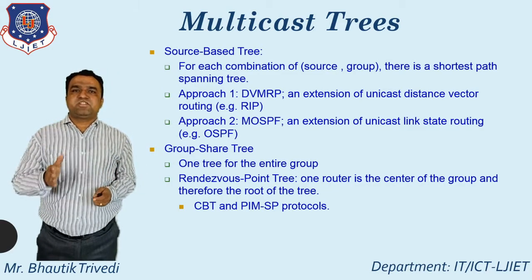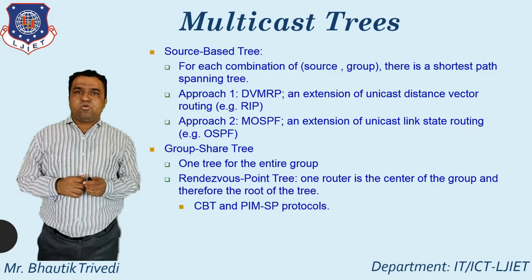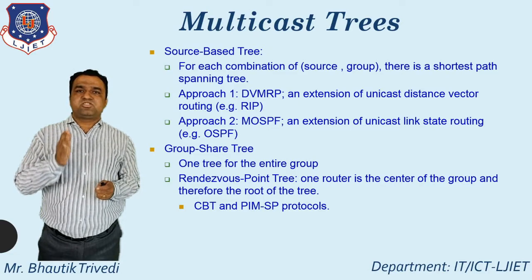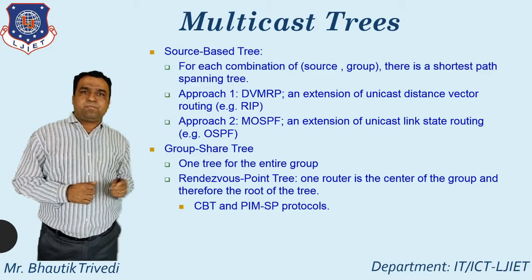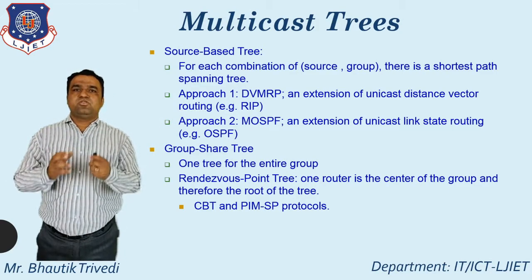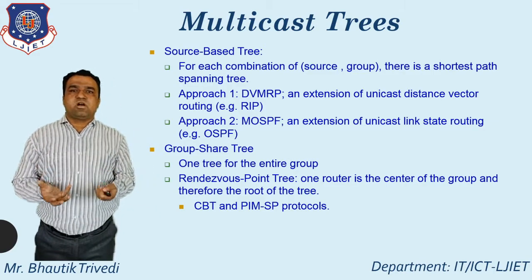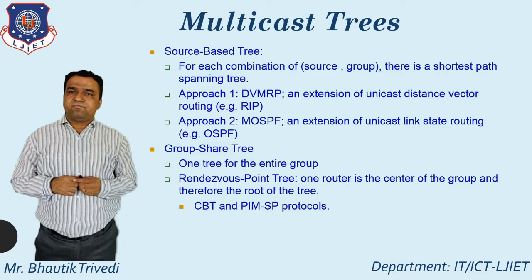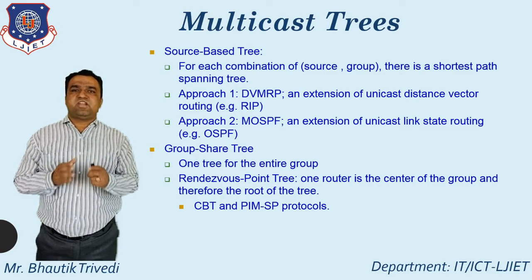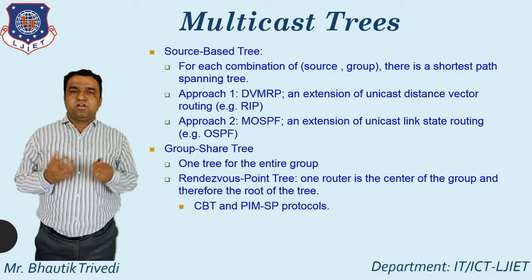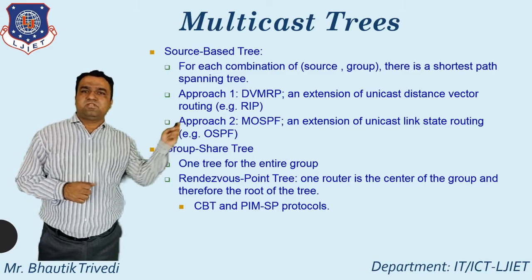DVMRP means Distance Vector Multicast Routing Protocol, and MOSPF means Multicast Open Shortest Path First. So mainly two approaches for that. DVMRP is an extension of the unicast Distance Vector Routing Protocol, and all of you know Distance Vector Routing Protocol means RIP. And MOSPF is the extension of the unicast Link State Routing Protocol, and all of you know Link State Routing Protocol means OSPF. So that is the extension of that.